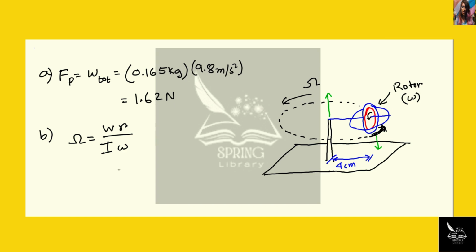So in the problem, it says that the gyroscope is precessing in a horizontal plane at a rate of 1 rev in 2.2 seconds. So omega will be 2 pi radians per 2.2 seconds, which is 2.856 radians per second.